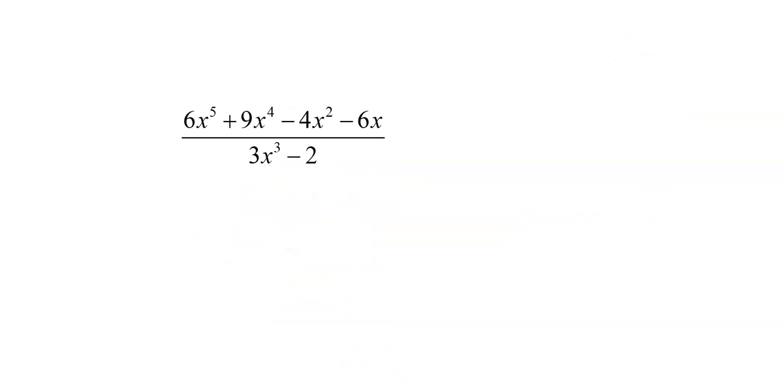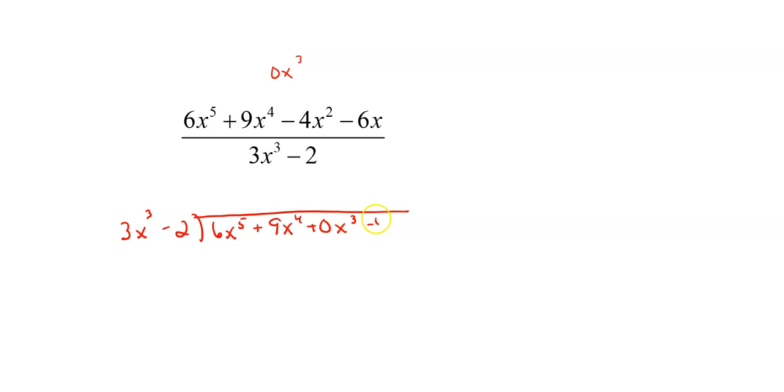All right, look at this one. Look at those terms on the top. I got a 5th degree, 4th degree, no 3rd degree, right? No x to the third, and no constant at the end. So here, I'll put my 3x to the third minus 2 on the outside. On the inside, 6x to the 5th, 9x to the 4th, no x to the third, minus 4x squared, minus 6x.